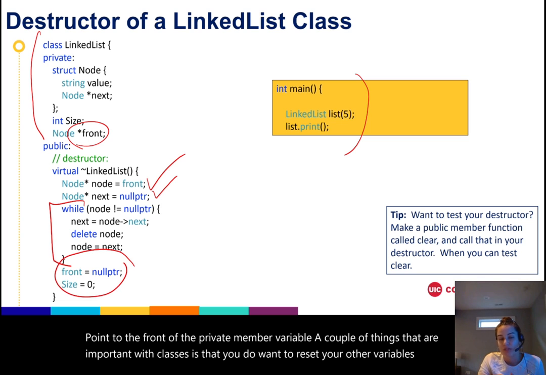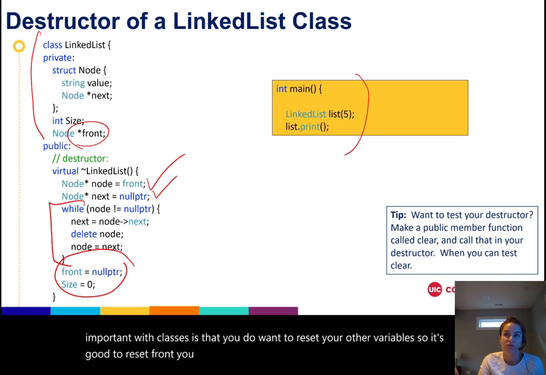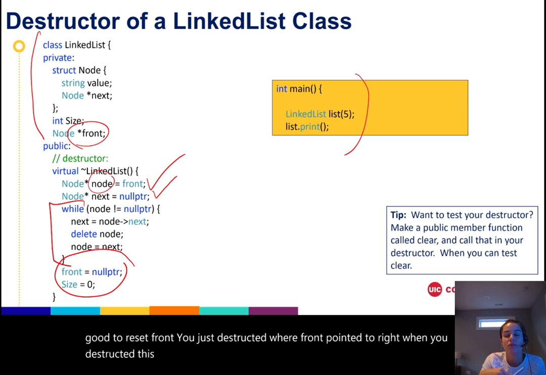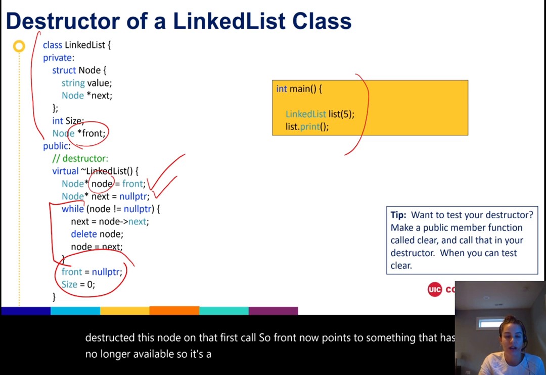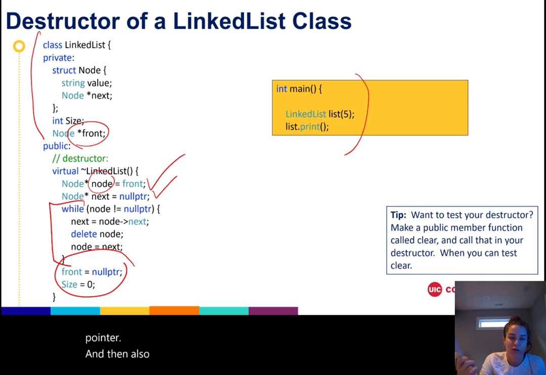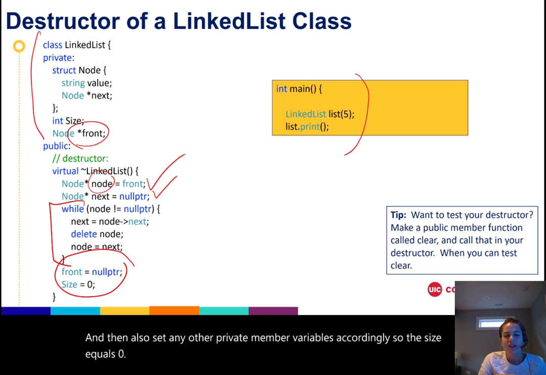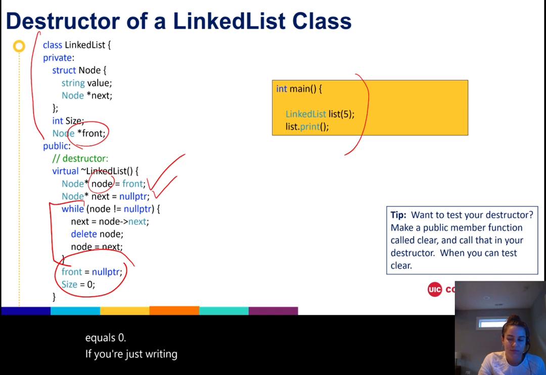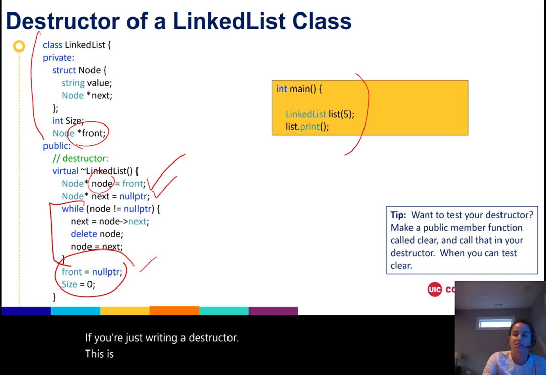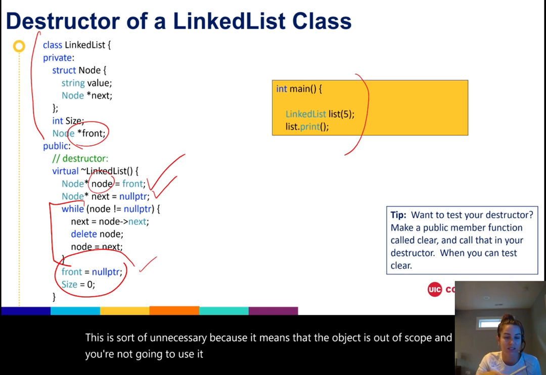It's good to reset front. You just destructed where front pointed to, right? When you destructed this node on that first call. So front now points to something that is no longer available. So it's a good style to always reset that to a null pointer, and then also set any other private member variables accordingly. So the size equals 0. If you're just writing a destructor, this is sort of unnecessary because it means that the object is out of scope and you're not going to use it anymore, and so front is not accessible and neither is size.